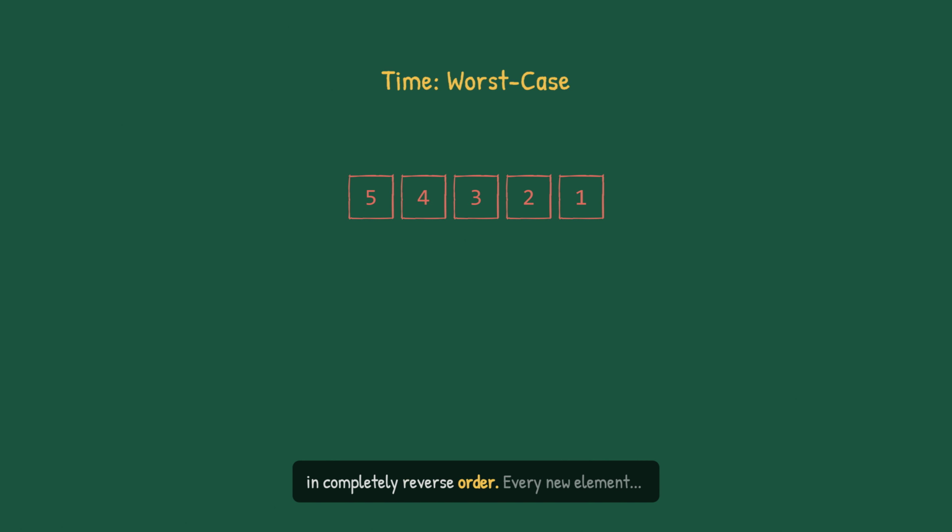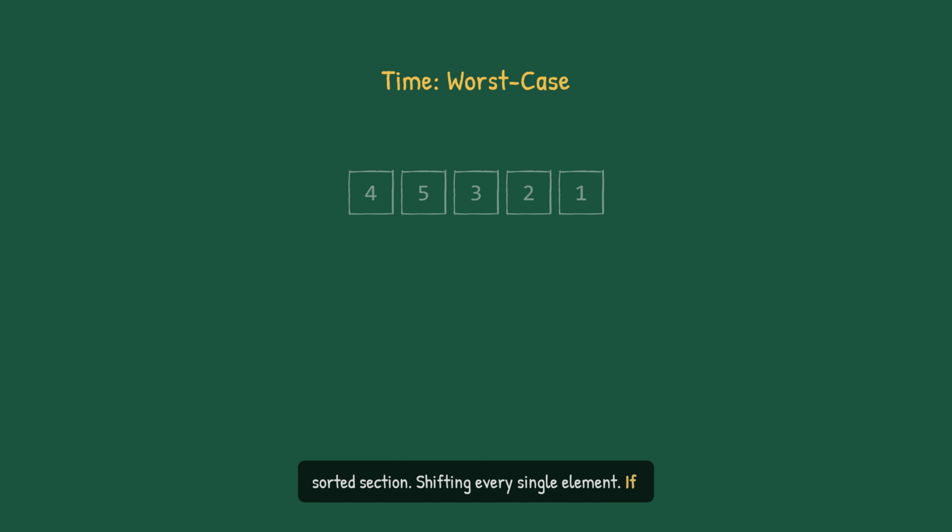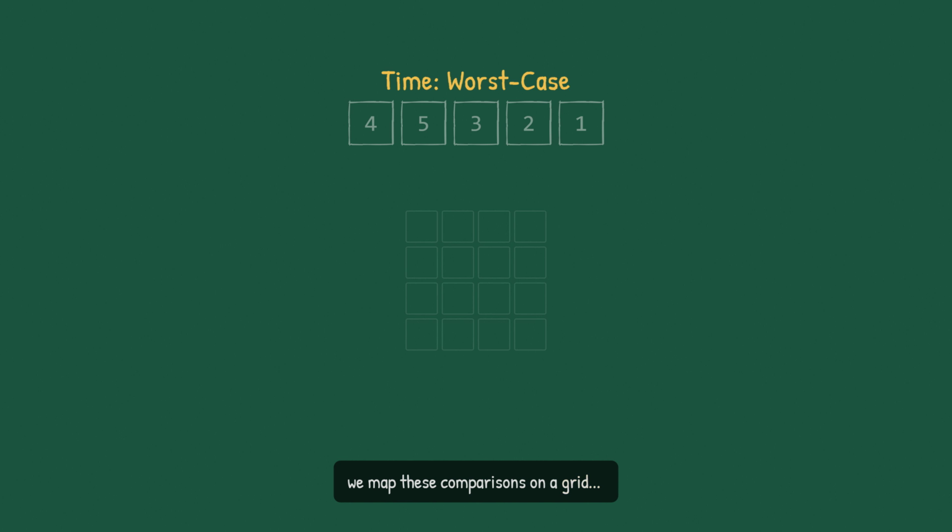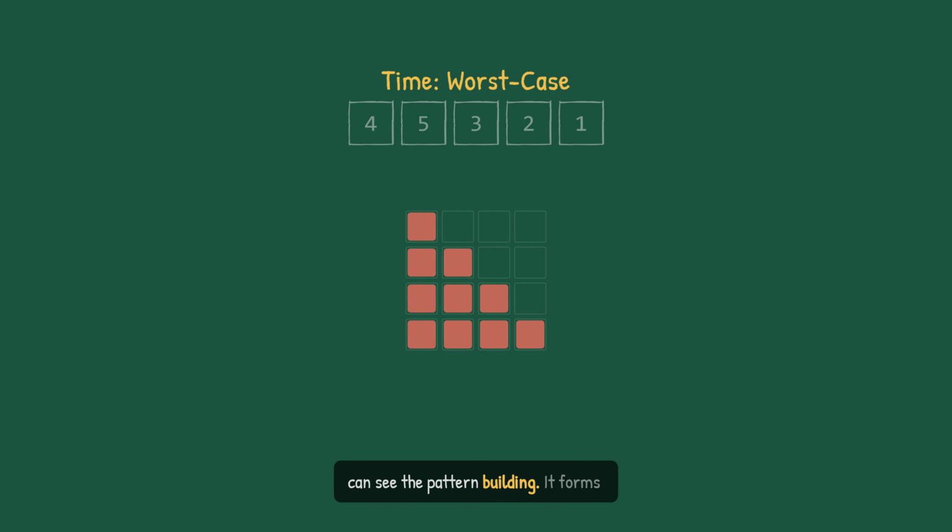Let's talk about complexity, time, and space. First, the worst-case scenario. Imagine an array in completely reverse order. Every new element is smaller than everything before it. So it has to walk past the entire sorted section, shifting every single element. If we map these comparisons on a grid, element 1 does 1 check, element 2 does 2, element 3 does 3. You can see the pattern building. It forms a triangle, covering exactly half the grid. This is why the worst-case time is O of n squared.